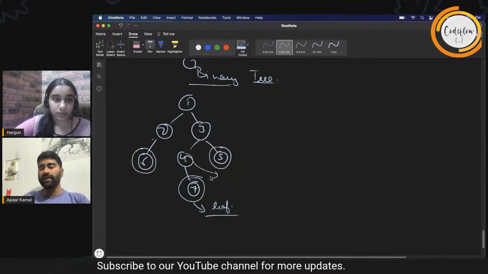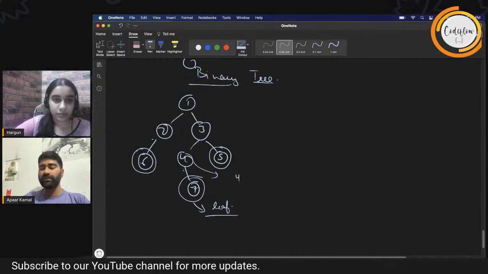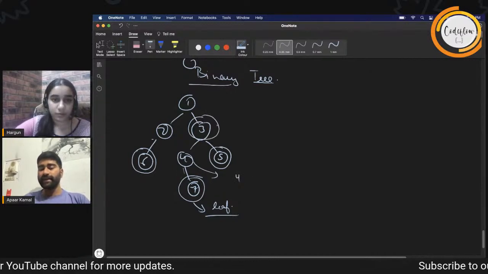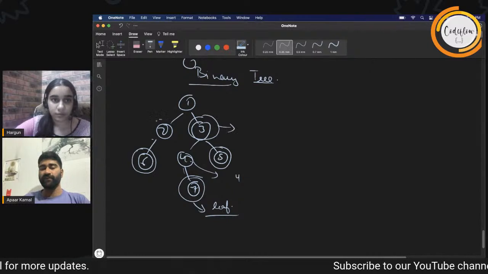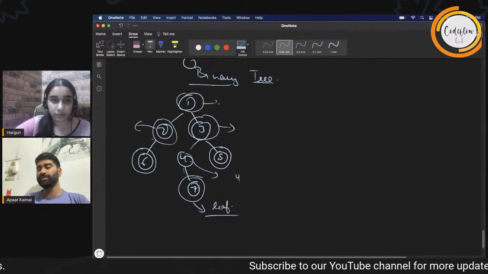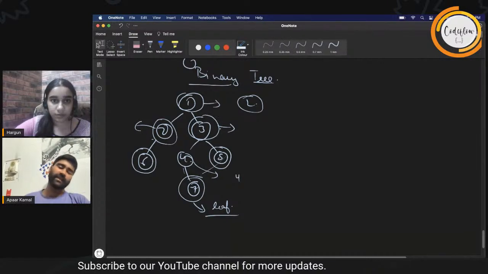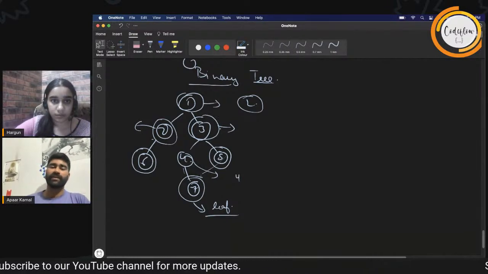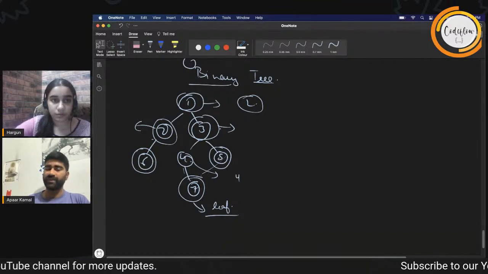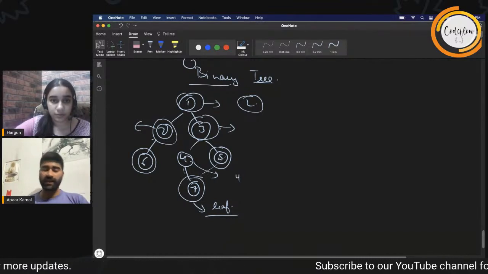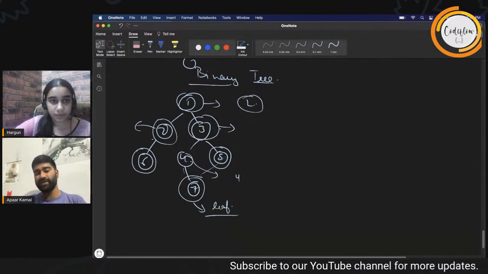Now 4 is a single parent, right? It has only one child. Now 3 has two children, that is 4 and 5. 2 has only one child, 1 has two children. Cool guys, so it is a binary tree. Now see, there are different types of binary trees also. Complete binary tree is different, full binary tree is different. So that's a separate topic, right? Binary tree in itself is a very big topic.